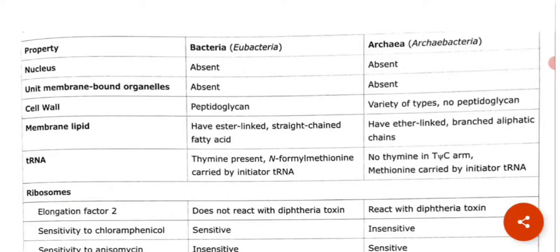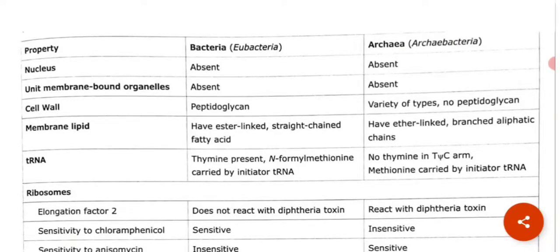The cell wall consists of peptidoglycan in the case of the Eubacteria, whereas in the Archaebacteria there are a variety of types. There is no peptidoglycan present in the cell wall. Instead, the Archaebacteria have pseudomurein in their cell wall. So they lack peptidoglycan, whereas the cell wall of the Eubacteria consists of peptidoglycan. Pseudomurein is a repeating disaccharide unit.